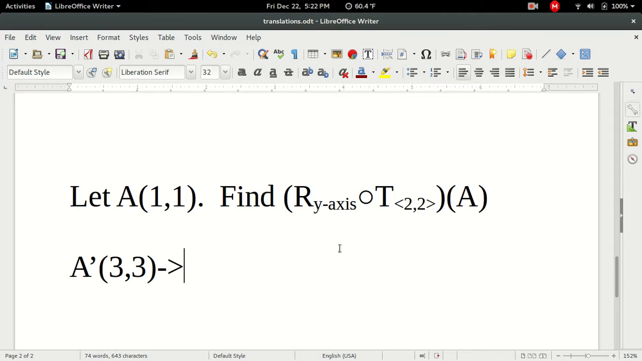If you guys remember, when we do a reflection across the y-axis, we just negate the x-coordinate. So that gives us an A double prime of -3, 3 for our final coordinate here for this translation. That's composition of transformations. Now we're going to get more technical with this later. We'll actually do a whole section on composition of transformations.